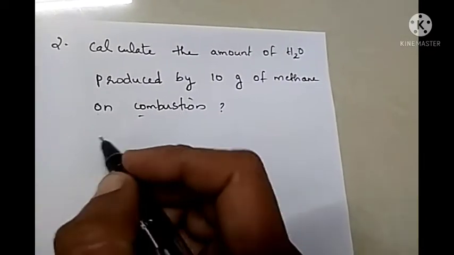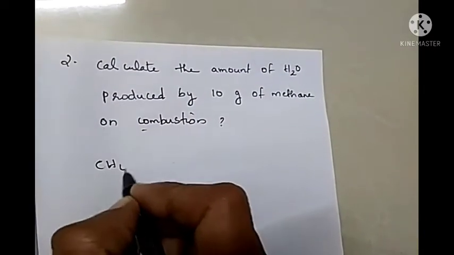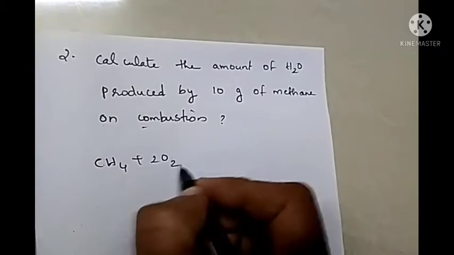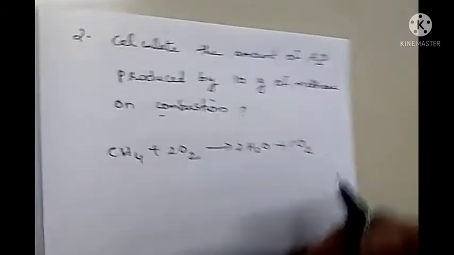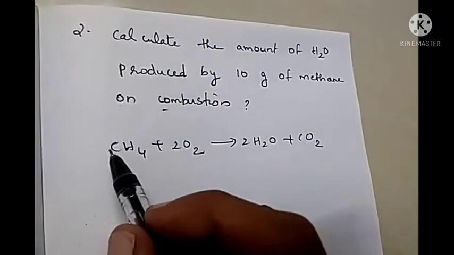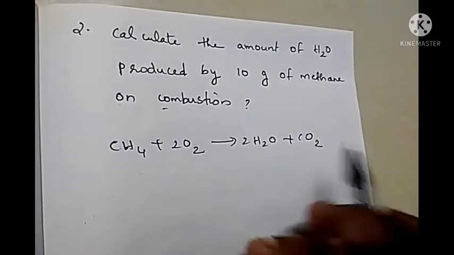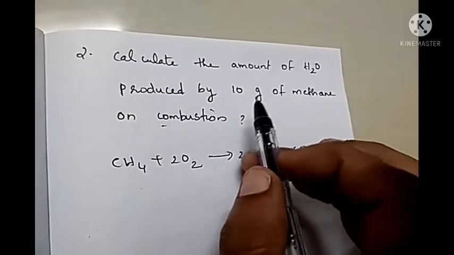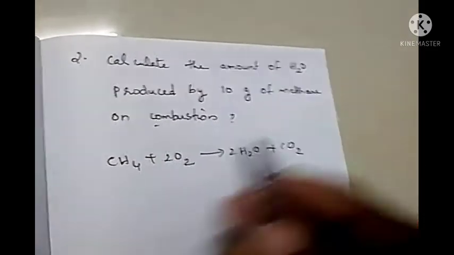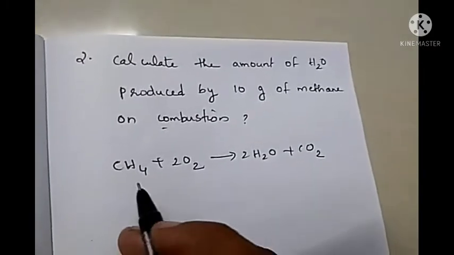So the balanced equation remains the same, that we can write like this: CH4 plus 2O2 gives 2H2O plus CO2. This is the balanced equation. From this balanced equation we will get the ratio of their number of moles. Here number of moles is not asked, the mass is asked. So directly we can write the masses of the reactants and product.